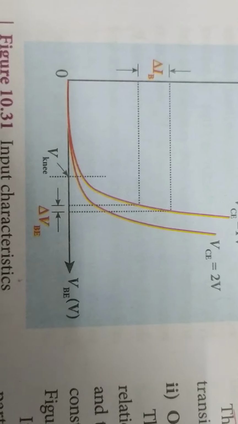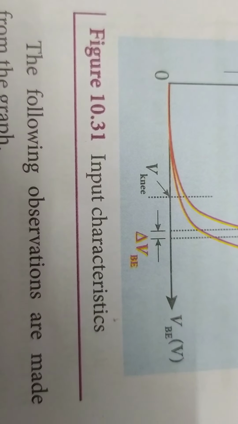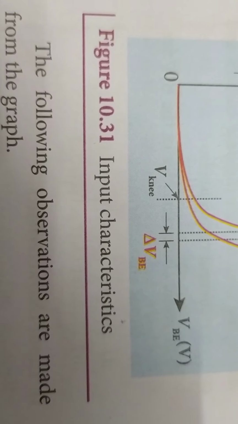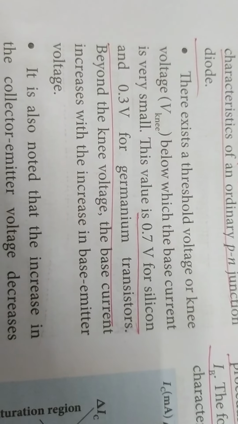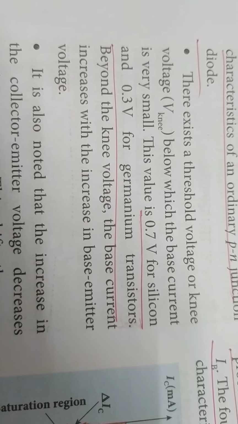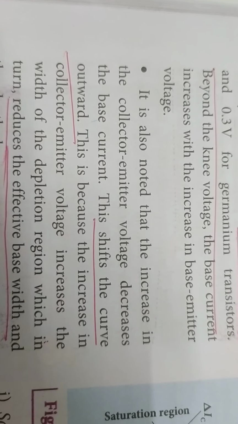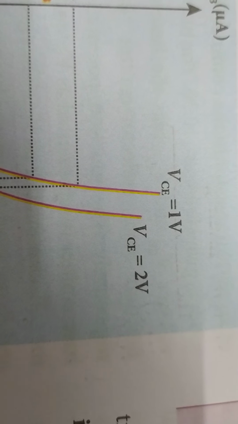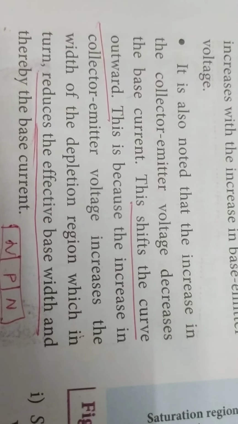When you see this curve, it resembles the forward characteristic of an ordinary PN junction diode, and there is a knee voltage, V knee. Only above a certain value will the current start to increase, and so this is called knee voltage. This knee voltage is 0.7 volt for silicon and 0.3 volt for germanium transistors. When you increase the collector emitter voltage, there is a decrease in the base current. That is, when you increase from 1 volt to 2 volt, there is a decrease in base current, and there is a reason behind this.